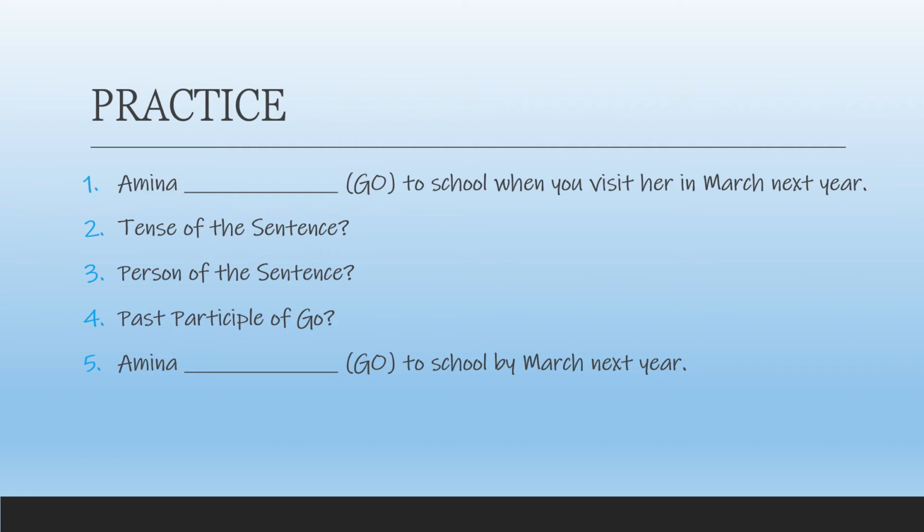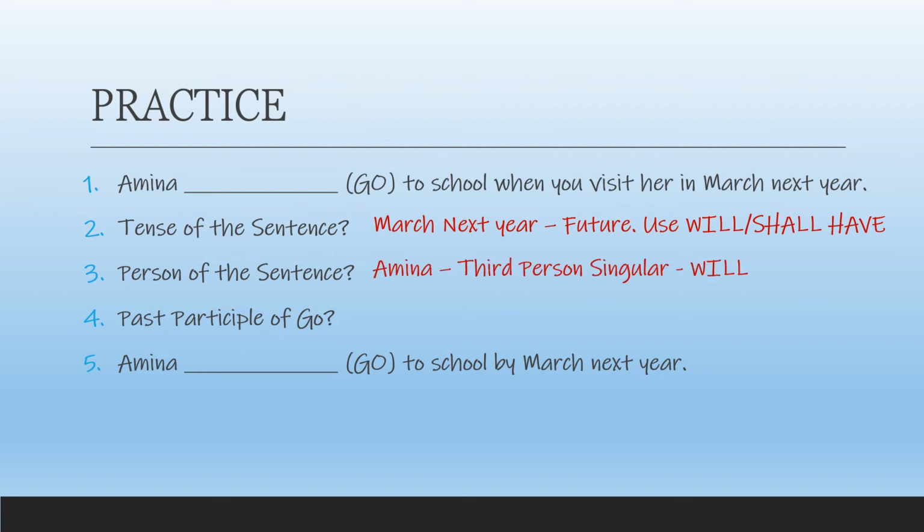So we are talking about something which will happen in March next year, which means it is in the future. So March next year is the future tense, which means we will have will or shall have. What is the person of the sentence? We are talking about Amina, who is a third person singular, which means we shall use will.